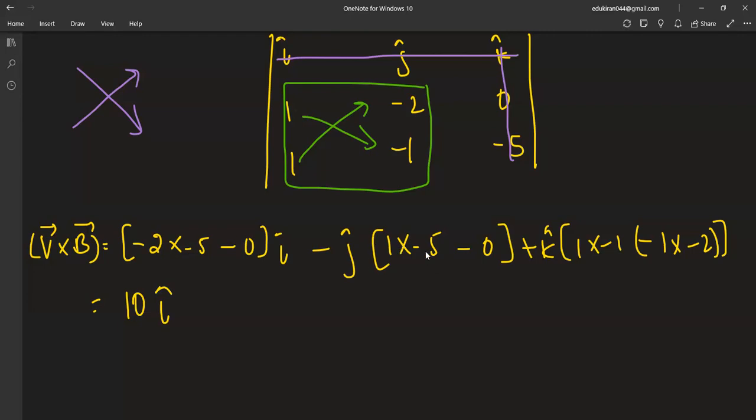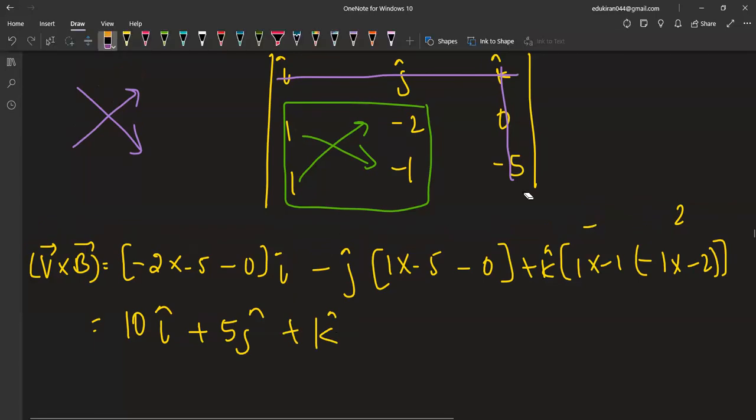1 into minus 5 is minus 5. And minus 5 into minus J cap becomes plus 5 J cap. This is also solved. 1 into minus 1, this is minus 1. And this is 2. So this becomes 2 into minus 1. This becomes 2 minus 1. That is 1. So plus K cap, right? So we have solved this first part.